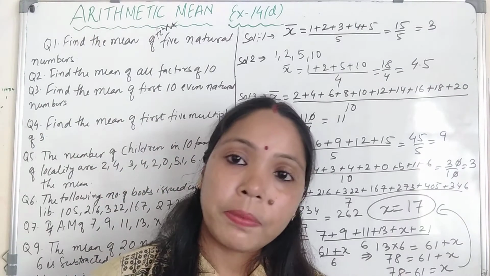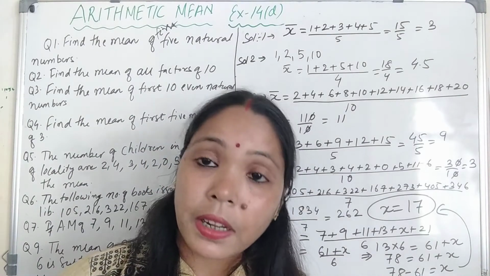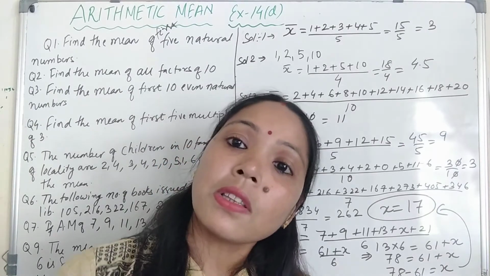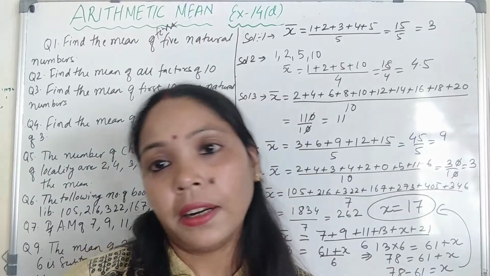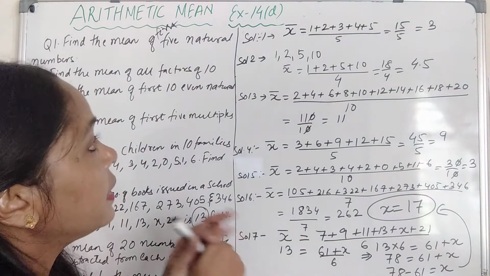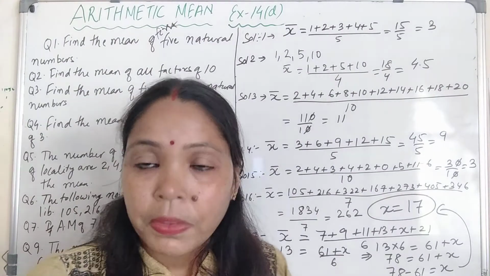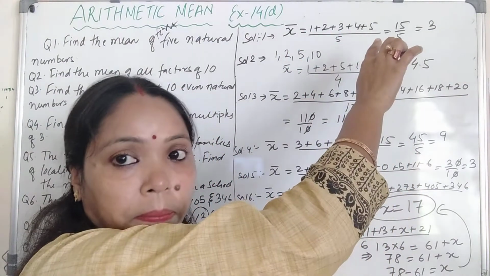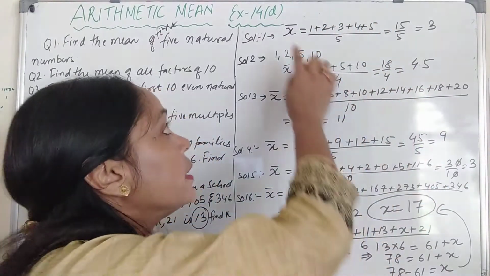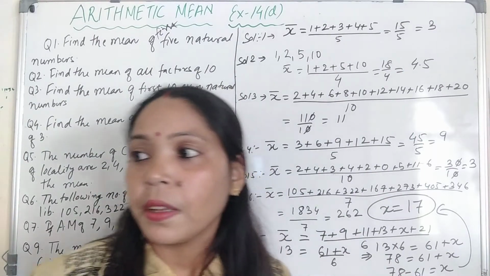For this question you have to know one thing: whenever we subtract the same number from each and every observation, then the mean is also decreased by that number. For example, suppose 1 plus 2 plus 3 plus 4 plus 5 divided by 5. If you subtract the same number from 1, 2, 3, 4 and 5, then the mean, this 3, is also subtracted by the same number.